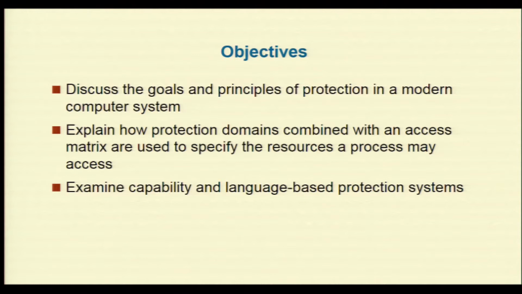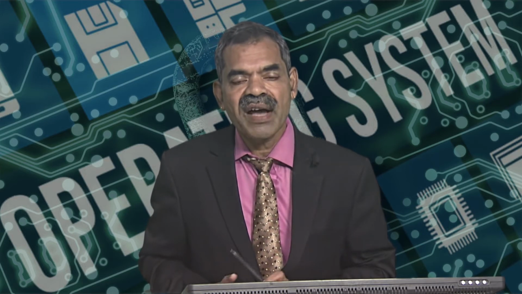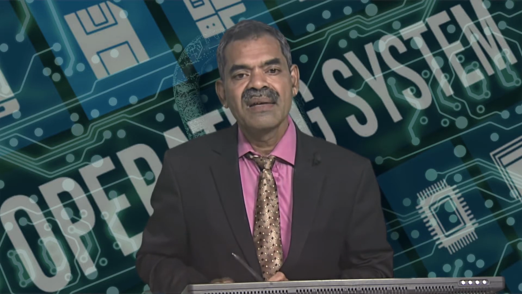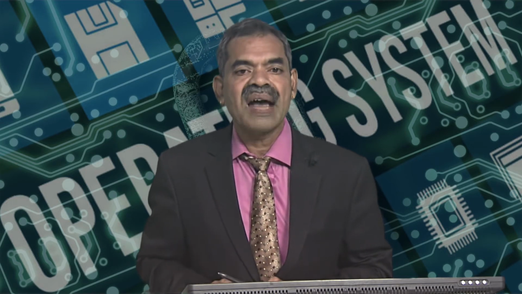So, explain how protection domains combined with an access matrix are used to specify the resources a process may access. One protection domain which becomes very clear is an idea called file. Most operating systems have taken the path of Unix in saying that every file at the time of creation will have file permissions. A file can have permissions for the person who has created it, the group that the user belongs to, with read, write or execute permissions, and the third one is others.